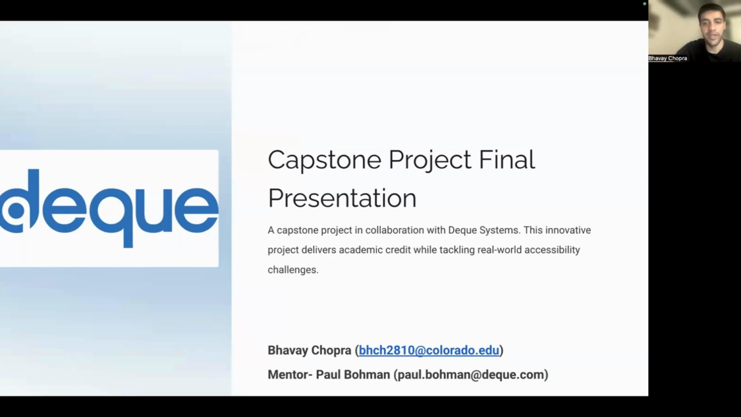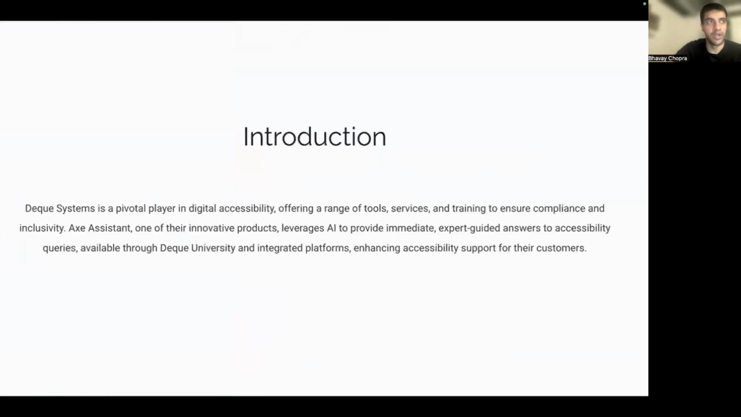Let's talk about DQ Systems as a company and what they do. DQ Systems is a leading company dedicated to digital accessibility solutions. They offer tools and services that help organizations comply with accessibility standards, improve digital experiences, and integrate accessibility into their development process. One of their key offerings is Axe, a suite of accessibility testing tools that help detect and resolve accessibility issues efficiently. More specifically, let's talk about one of their products, Axe Assistant, which my team and I are working on.